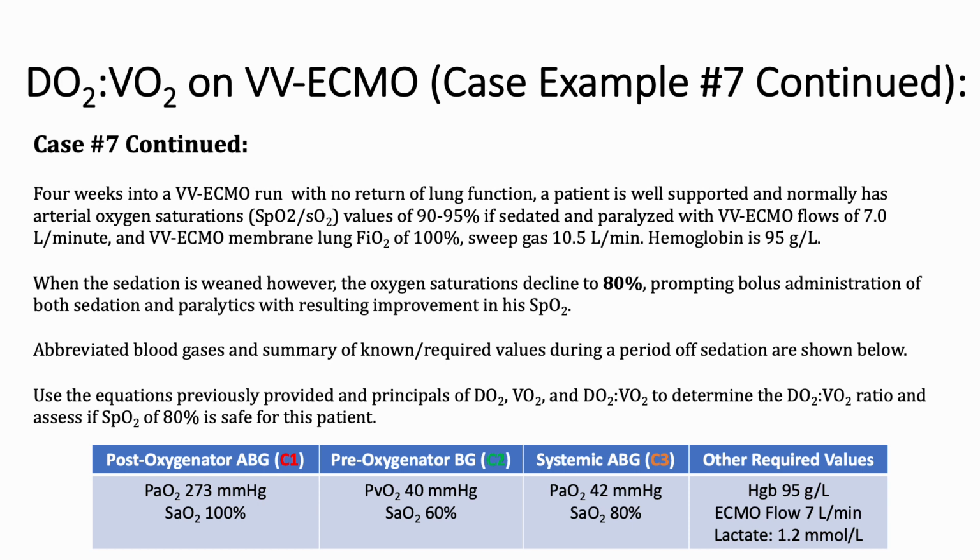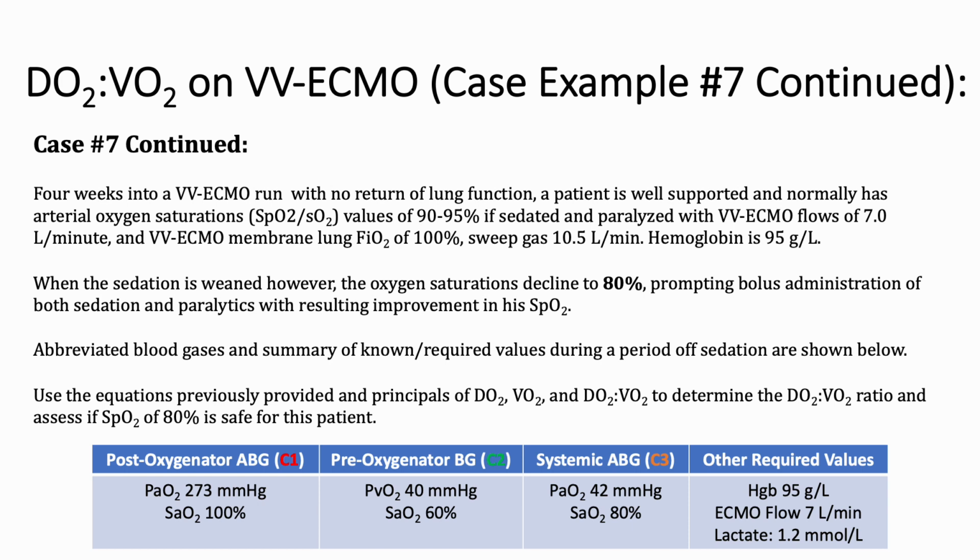When the sedation is weaned, however, the oxygen saturations decline to about 80%, prompting bolus administration of both sedation and paralytics, with resulting improvement in his SpO2 back to the 90 to 95 range. Abbreviated blood gases and summary of known and required values during the period of sedation are shown below.